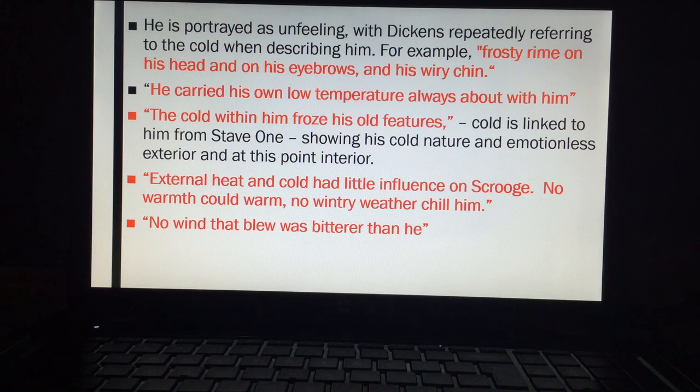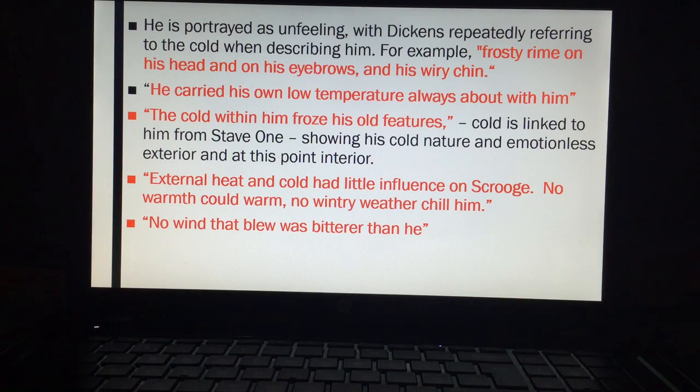Another quotation: he carried his own low temperature always about with him. Again, to a certain extent, that's metaphorical, as if Dickens is saying that he has his own temperature that he himself carries. Now, if we look at that, and this is where we're going to get more focused, he carried his own temperature as if it's a burden.